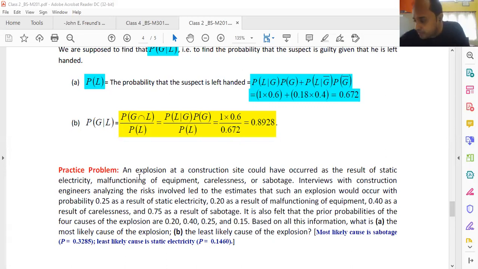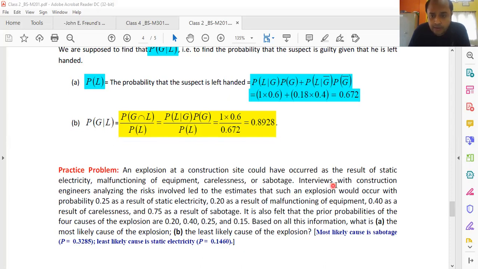What is the problem about? The problem is saying that, you also note down this particular problem, the values at least. An explosion at a construction site could have occurred as the result of static electricity, malfunctioning of equipment, carelessness, or sabotage.